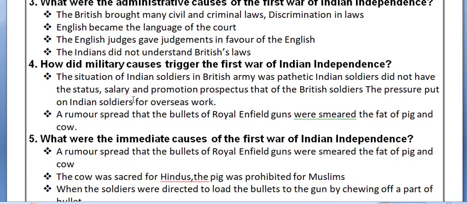Next question. How did military causes trigger the First War of Indian Independence? The situation of Indian soldiers in the British army was pathetic. Indian soldiers did not have the status, salary and promotion prospects of the British soldiers. Pressure was put on Indian soldiers for overseas work. A rumor spread that the bullets of Royal Enfield guns were smeared with the fat of pig and cow.